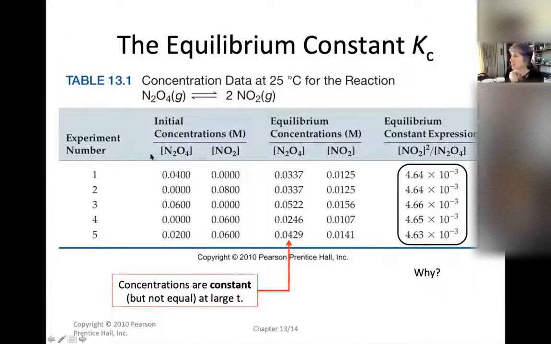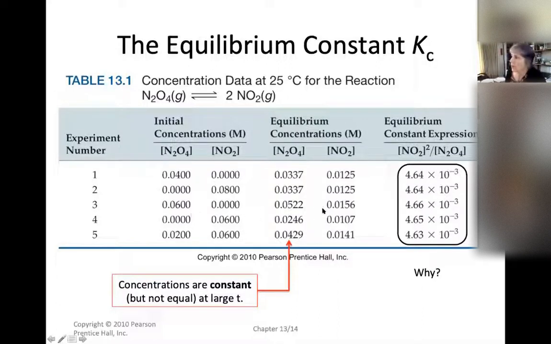Okay, so for the initial concentrations, we could start with all reactants and no products, and we get that equilibrium constant. We could start with all products and no reactants, and again, we get that same equilibrium constant, right? The same concentrations. Now notice in run 3, we have a different amount of initial reactants.